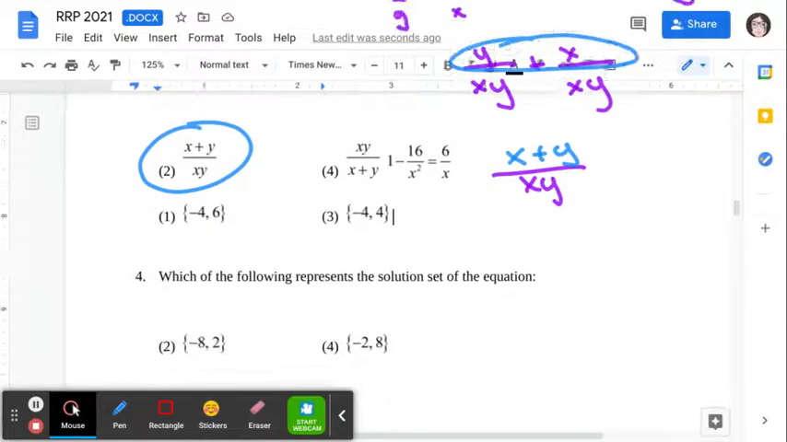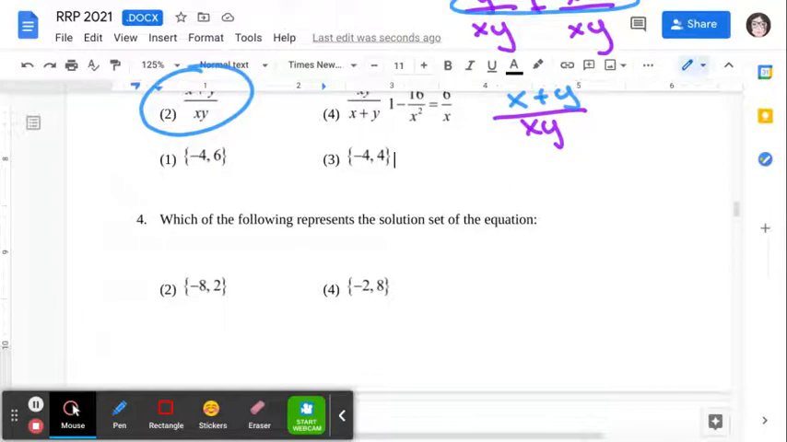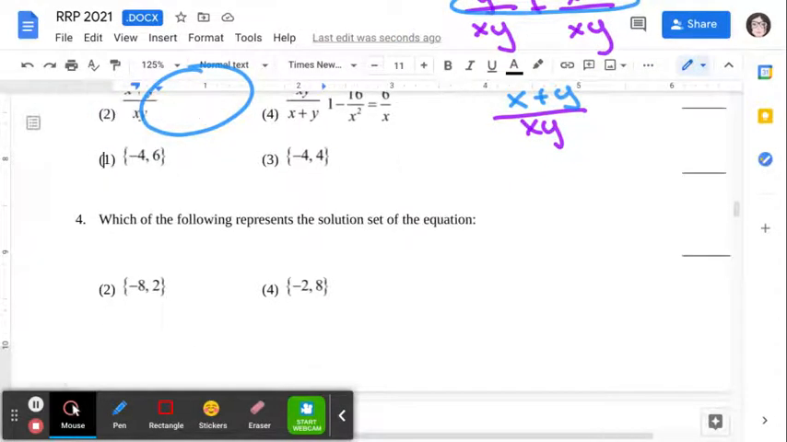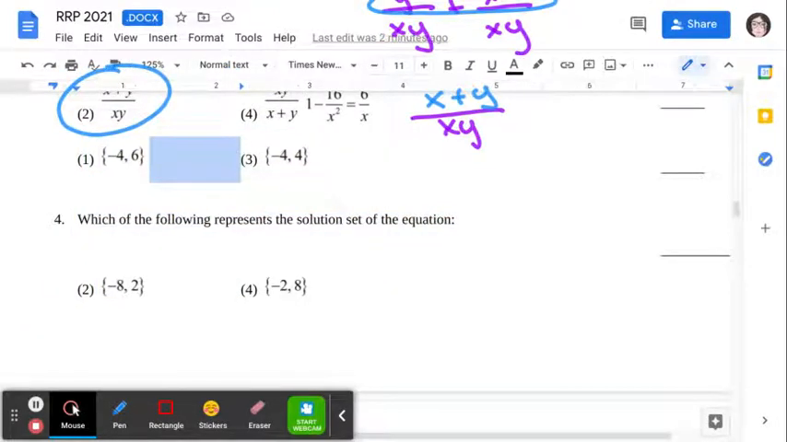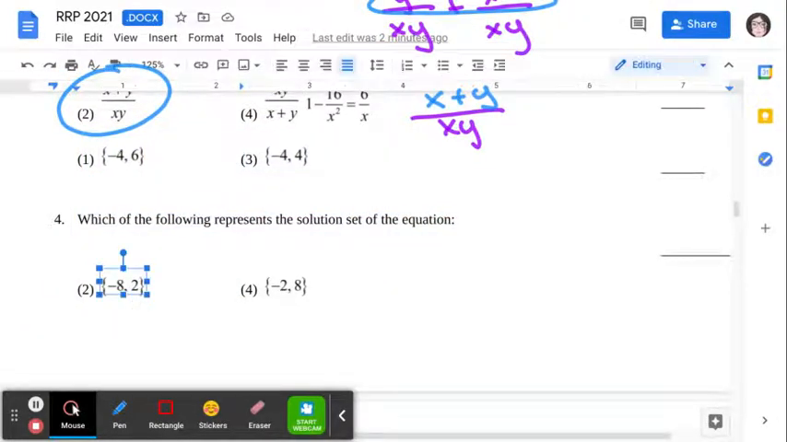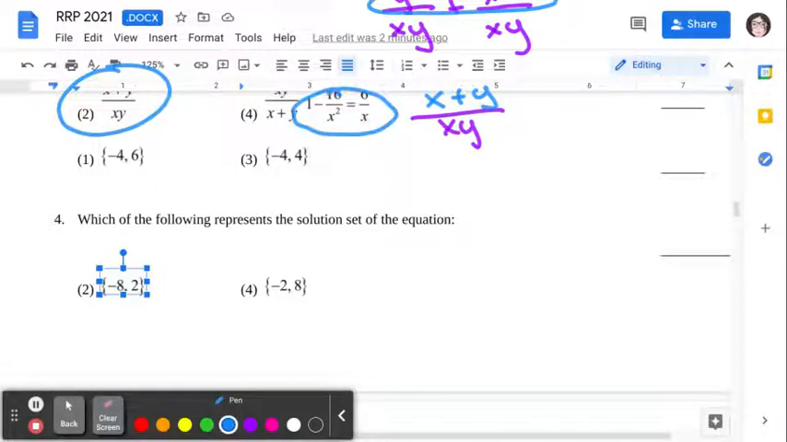Let's see what we've got going here. Formatting this, that should be down here. Okay. Oh boy, and the equation's all the way up here.